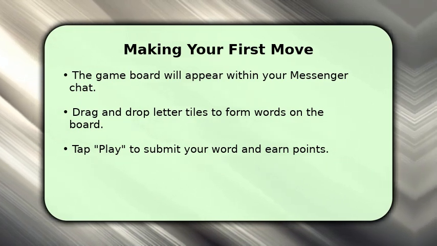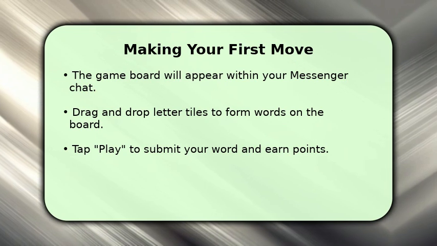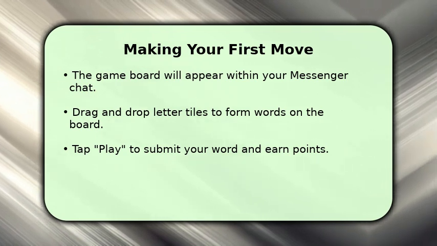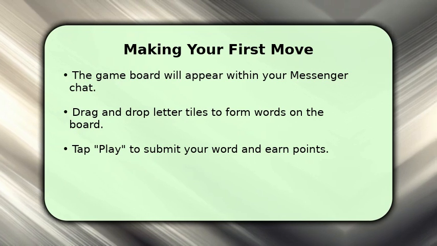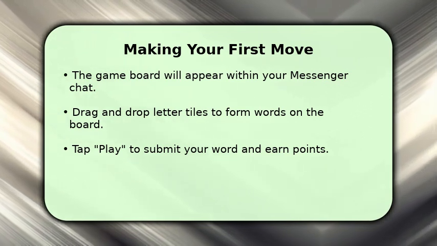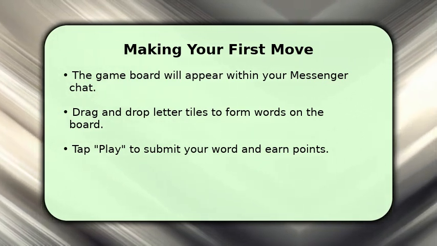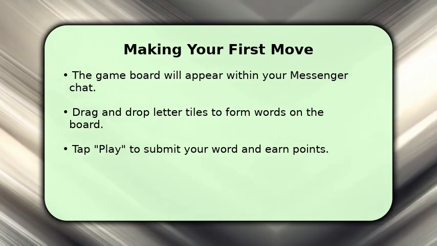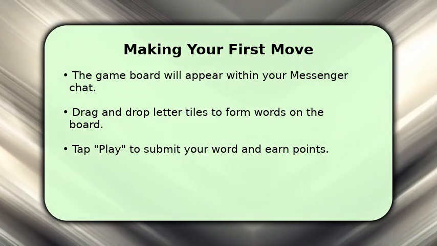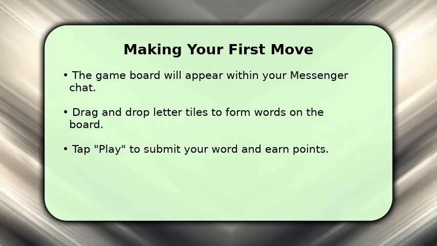Your letter tiles will be at the bottom of the screen. To play, simply touch and drag your desired letter tiles onto the board to form a word. Remember to aim for bonus squares like double letter score or triple word score for maximum points. After arranging your word, hit the play button to submit it and see your score update.